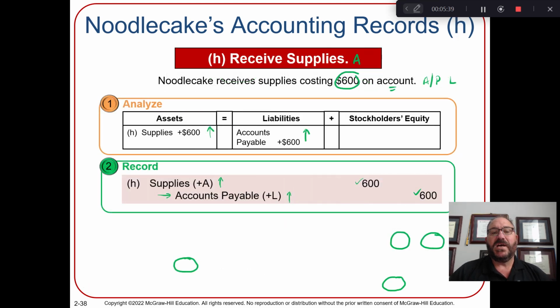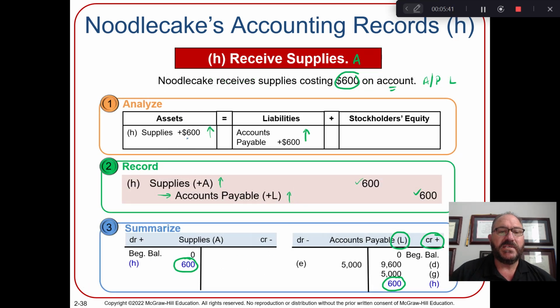Now we're going to get supplies on account. Supplies are an asset, increasing, and we're going to pay them later. Notice, on account means they're going to pay them at the end of the month. $600. There's your supplies increasing, asset, account payable, liability increasing. So there you go. Increases over here, $600. Over here it's supplies, debits increasing. Okay.